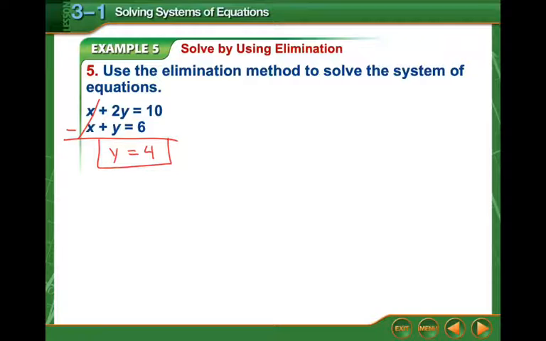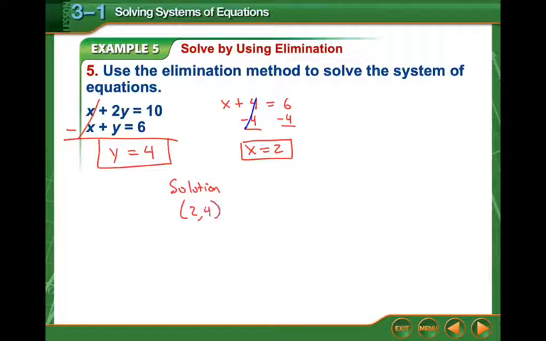And then we're going to plug it back into either of our two equations. Since the second one is the simplest, we're going to use that. So x plus our y value, we just got a 4, equal to 6. We subtract 4 from both sides. And x equals 2. So our solution here is at the point (2, 4).